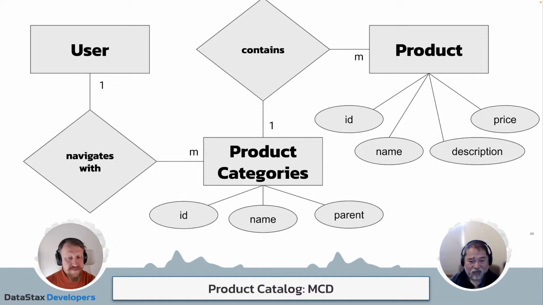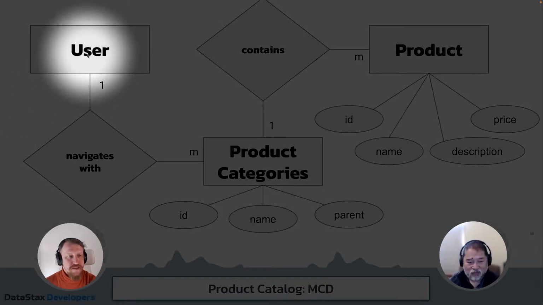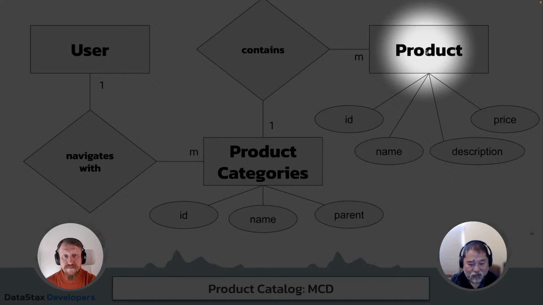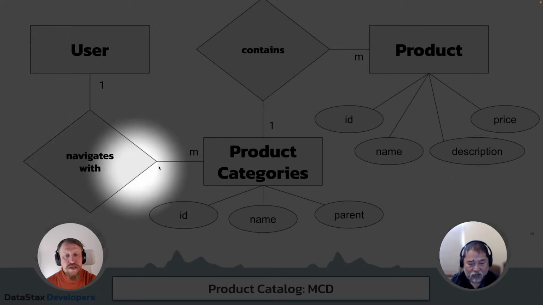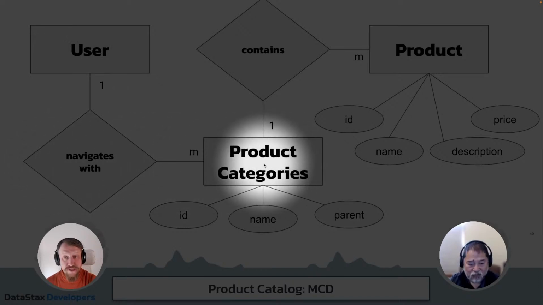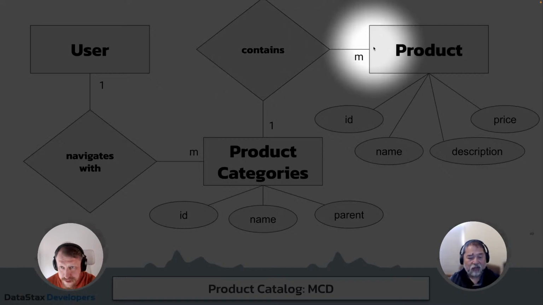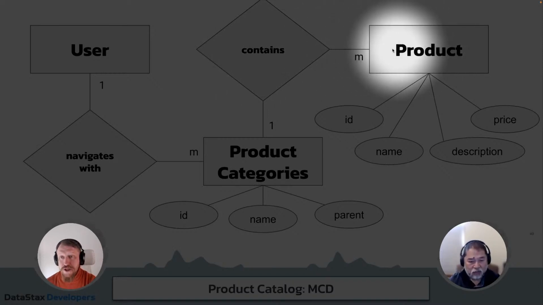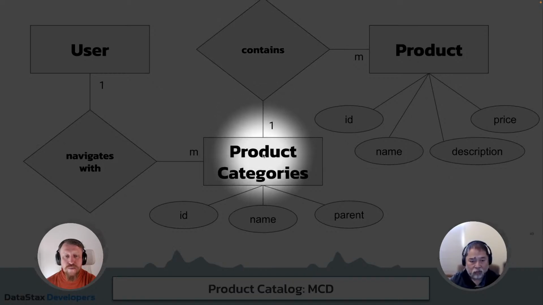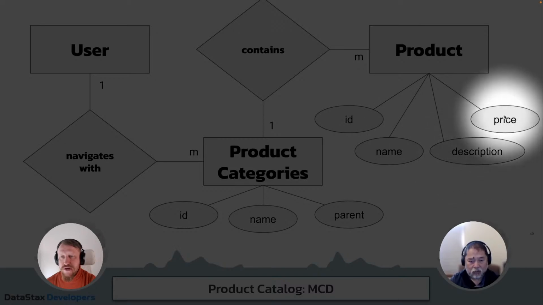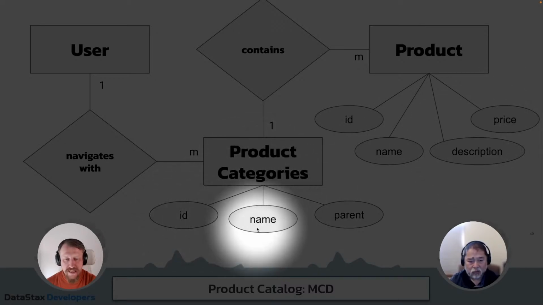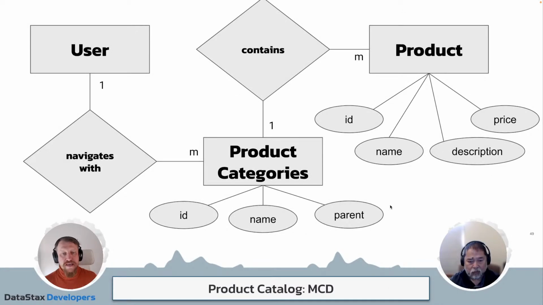What do we have here? It's a very simple one. We have some customers, we have some products, and we have some categories because it's a product catalog. User navigates with product categories, and each product category can contain some products, and each product belongs to one product category. Each product has ID, name, description, and price, and each product category has ID, name, and parent. So there can be multiple, like a tree of the categories. So far, so good.